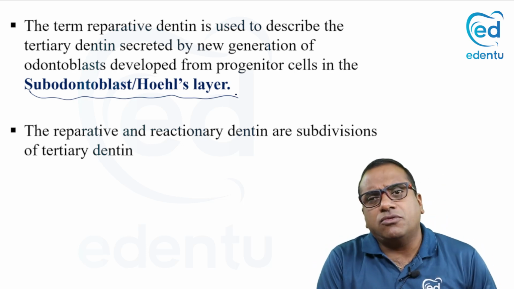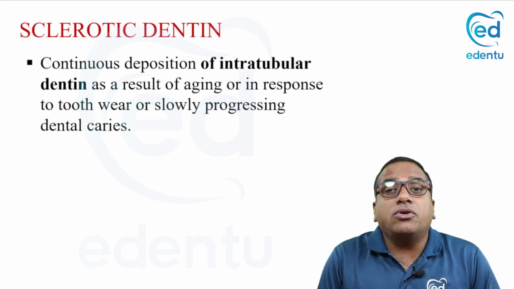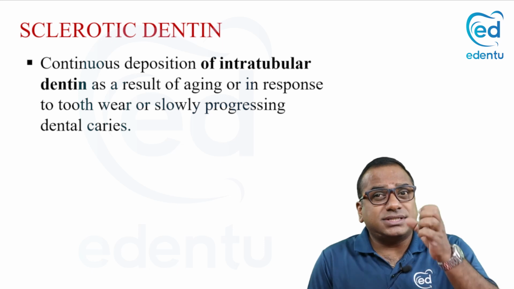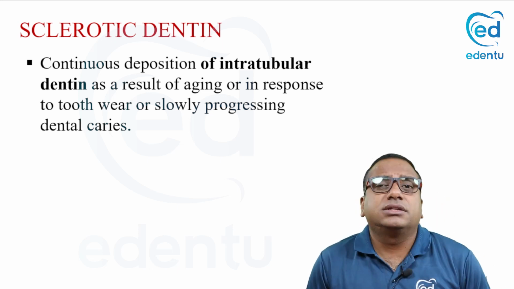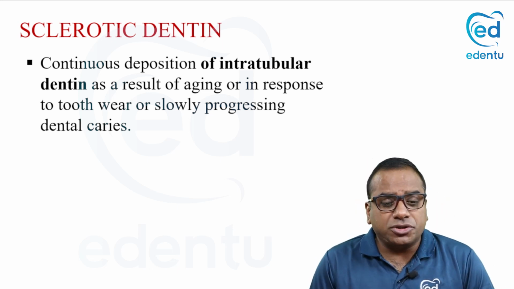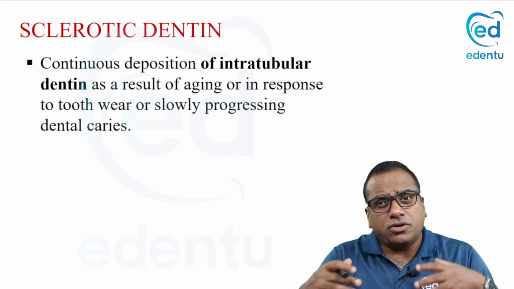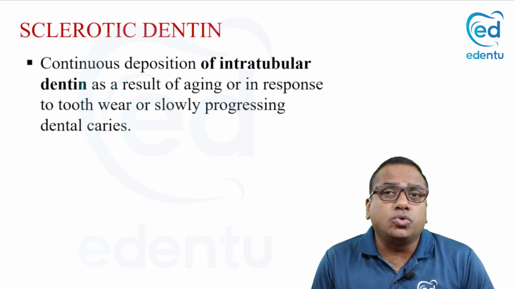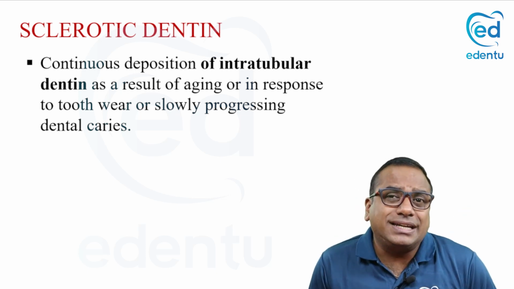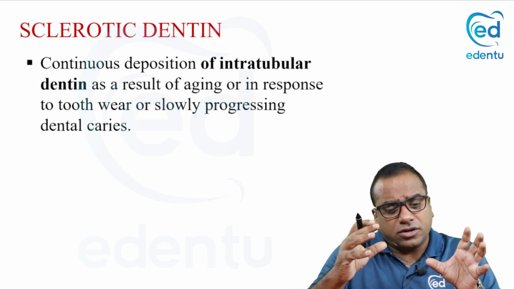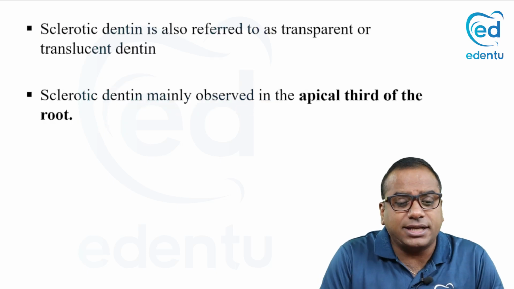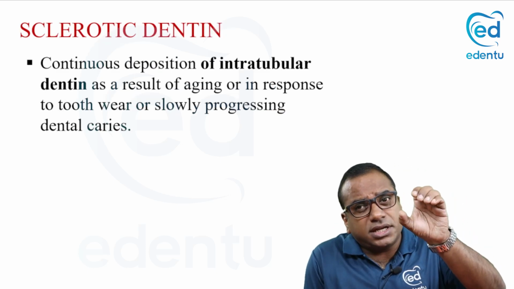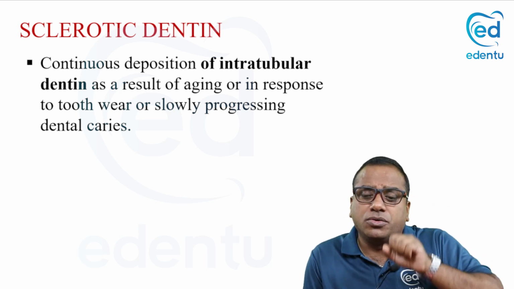Now coming to the next change, the sclerotic dentin. Sclerosis means thickening. The lumen will shrink, with continuous deposition of intratubular dentin. If a lot of continuous deposition is happening as a result of aging, or in response to tooth wear or slowly progressing dental caries, what happens? The continuous deposition of intratubular dentin takes place. Because this is taking place, there is reduction in the lumen of the dentinal tubules.